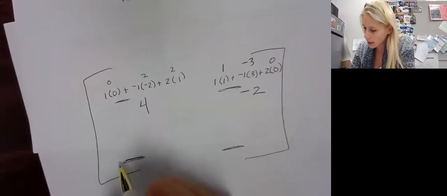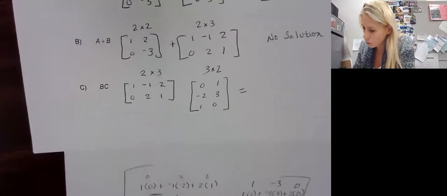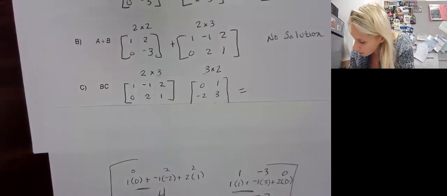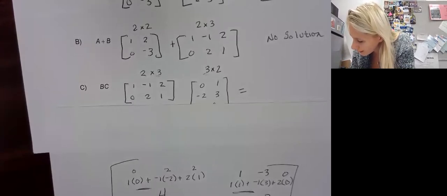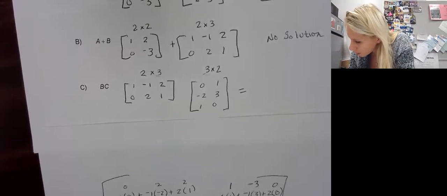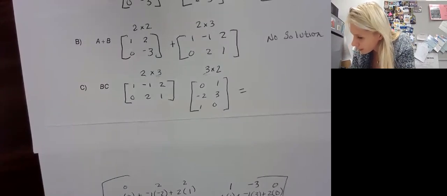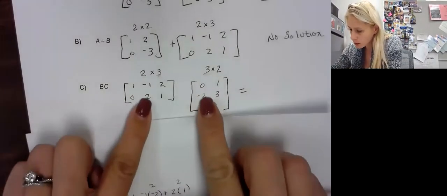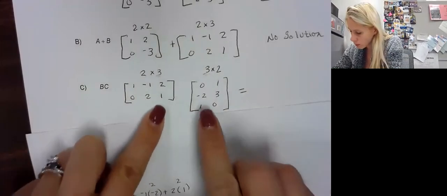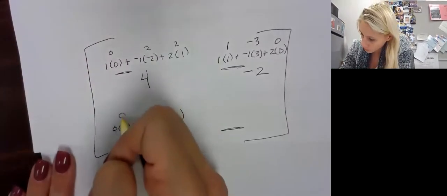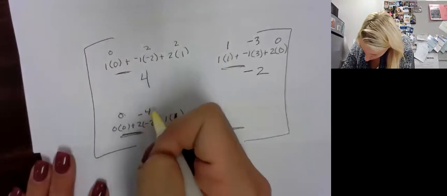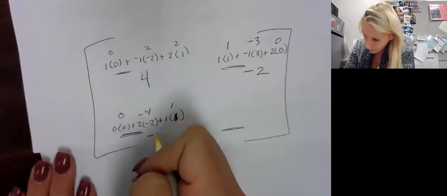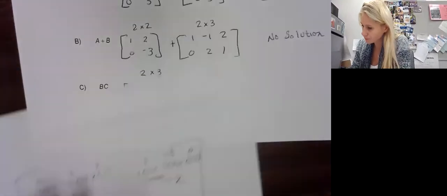All right, next one. We have down here row 2, column 1. So 0 times 0 plus 2 times negative 2 plus 1 times 1, sorry. And I'll show you that in a minute. 0 and 0, 2 and negative 2, 1 and 1. So 0, negative 4, and 1, which would be negative 3.